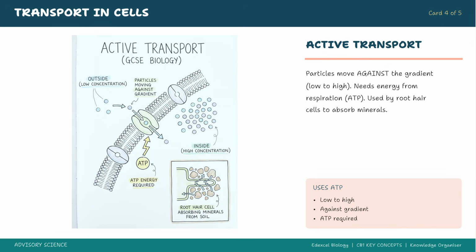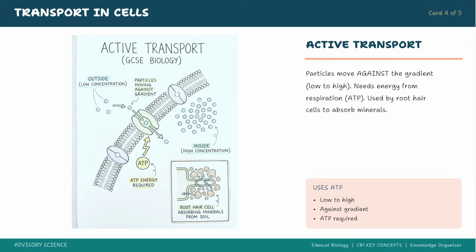Cells in the small intestine absorb glucose from digested food into the bloodstream. There is a lower concentration of glucose in the small intestine than in the blood already. This means glucose needs to move from a lower concentration to a higher concentration. The cells therefore use active transport, which requires energy from respiration to move glucose into the blood.